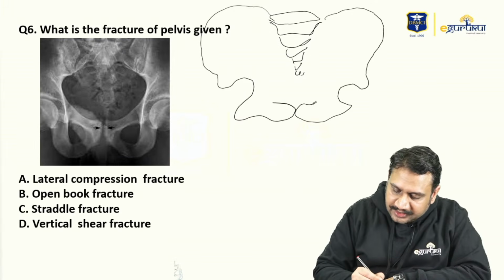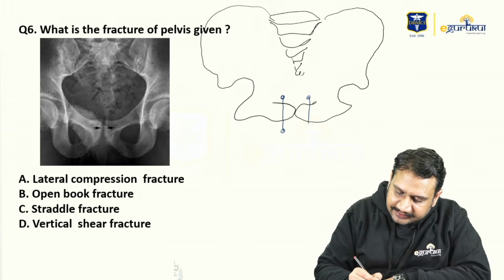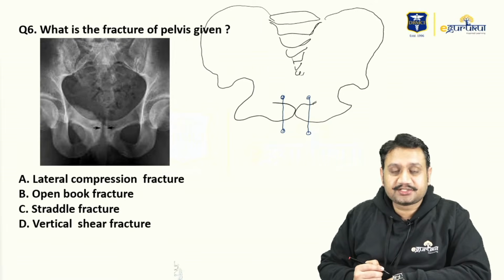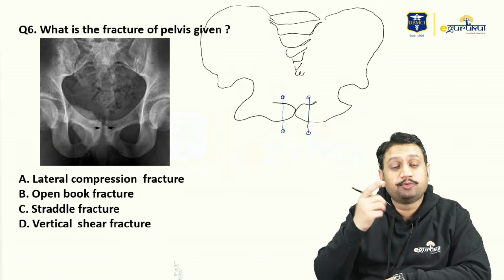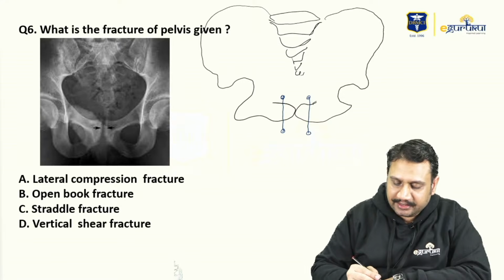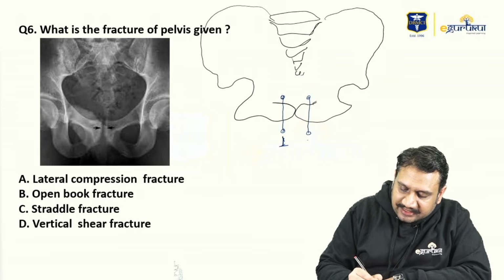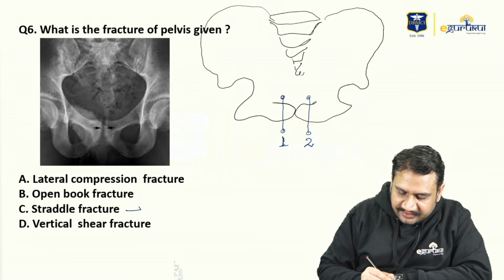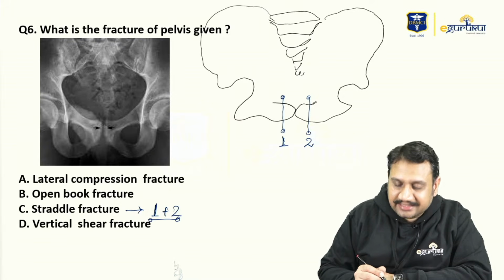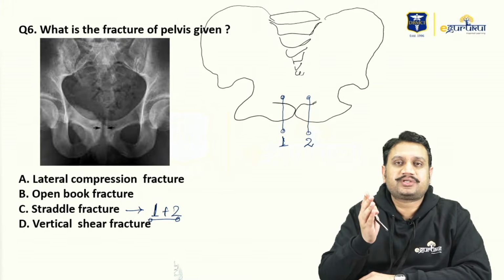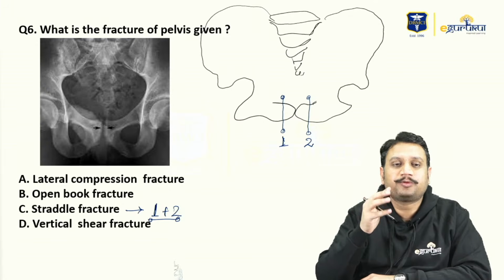So remember, when there is a fracture of bilaterally both pubic rami like this and like this, that is upper rami, lower rami, right and left both, we call it straddle. So what is straddle fracture? Straddle is 1 plus 2. Fracture of bilaterally both pubic rami, 1 and 2.